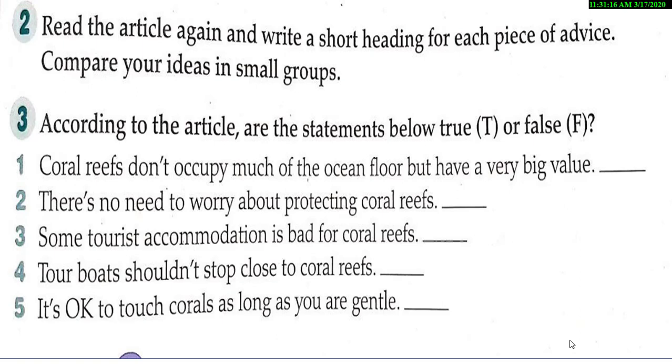Right now, you have 2 minutes to read the article quickly and write true or false. Start, please.